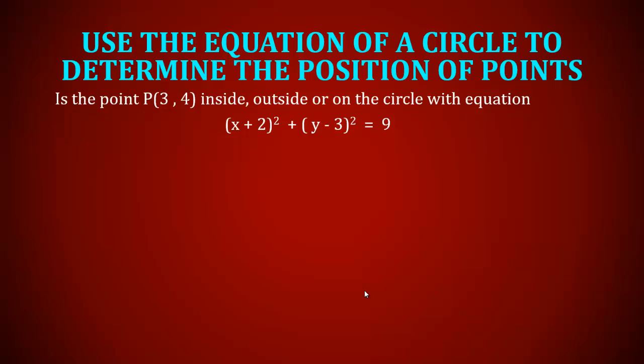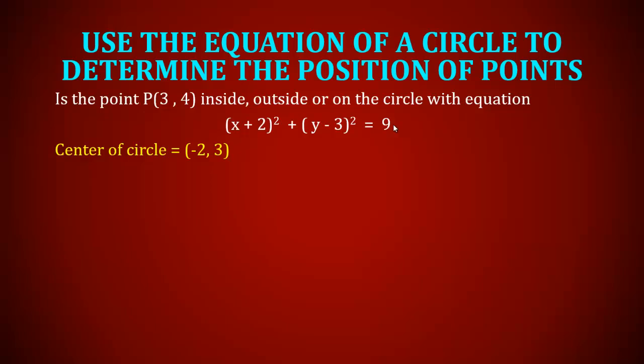Okay, so now we're asking the question: is the point P, which is at (3, 4), inside, outside, or on the circle with the equation (x + 2)² + (y − 3)² = 9? So let's get a little bit of information from that first.